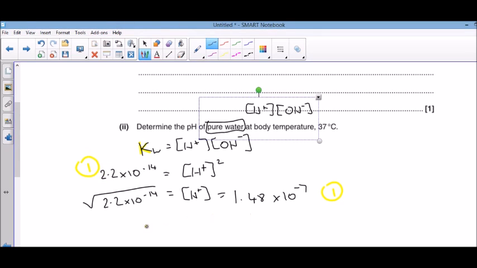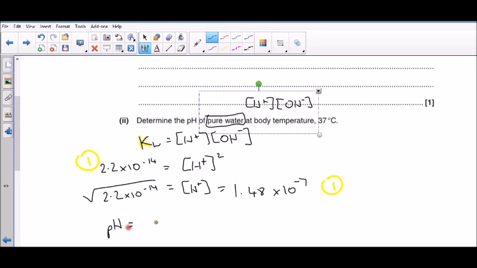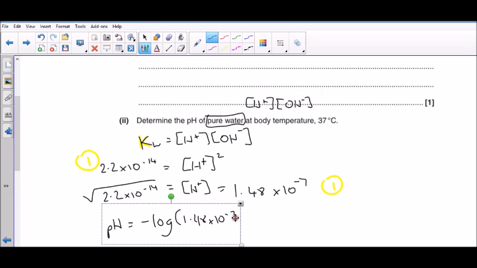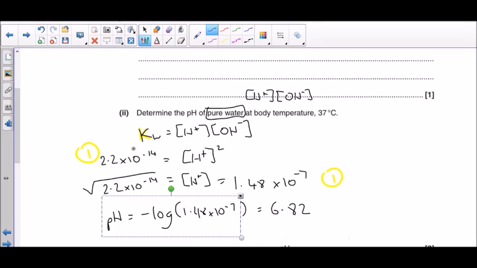And then the final bit, if I've got H+, to get pH I do minus log. So minus log of 1.48 times 10 to the minus 7. And that gives me a pH of 6.82. Okay, so on the mark scheme they ended up with 6.81 because they used a different Kw value. Yours might be slightly different again, because as long as this is in the range of 2.2 to 2.6, then you'll get the answer right as long as you're following the method through. So that's the third mark.